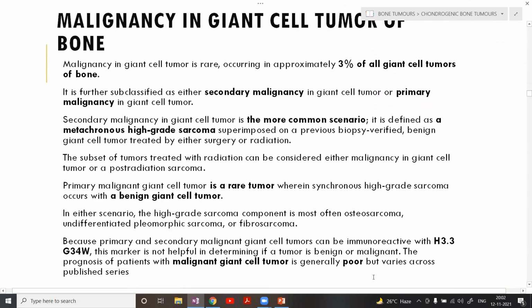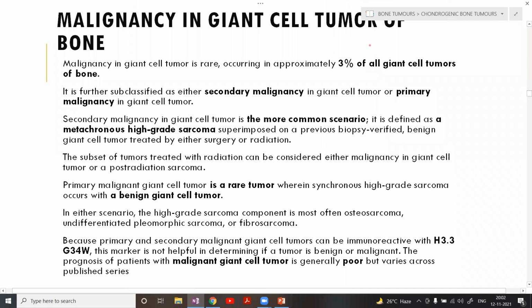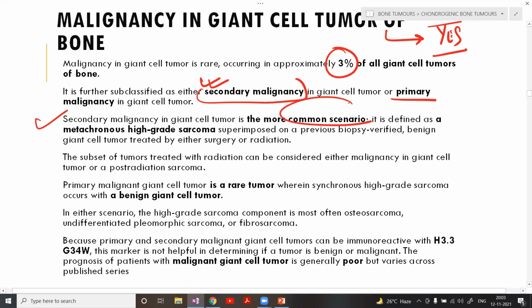Now we will come to the section on malignancy in a giant cell tumor of the bone. If your examiner asks whether a giant cell tumor can be malignant or not, the answer is yes. In a very small proportion, about 3% of cases. And the next question will be whether it is primary or secondary. Secondary malignancy is much more common as compared to primary malignancy.